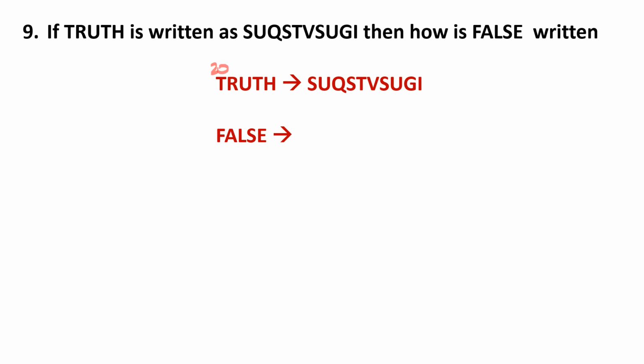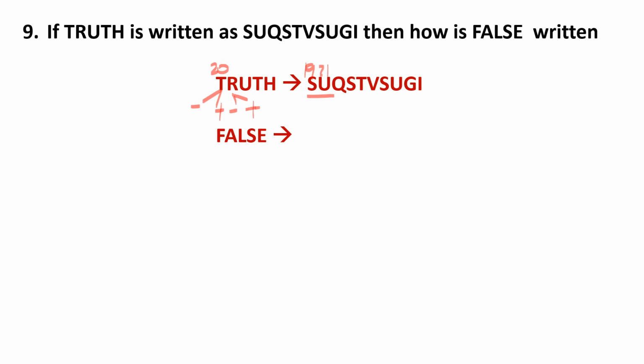T is 20. Here what are the first two letters? 19 is there, 21 is there. I am considering the first two letters. 20 minus 1 is 19. 20 plus 1 is 21. So we are getting the first two letters. So on the first letter, if we apply minus 1 once, we are getting the first letter. Again we are applying plus 1, we are getting the next letter. Again apply minus 1 plus 1 on the second letter.